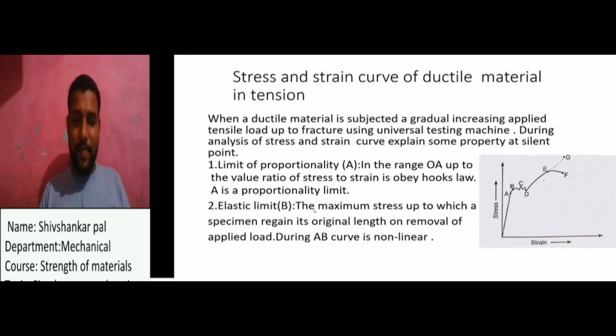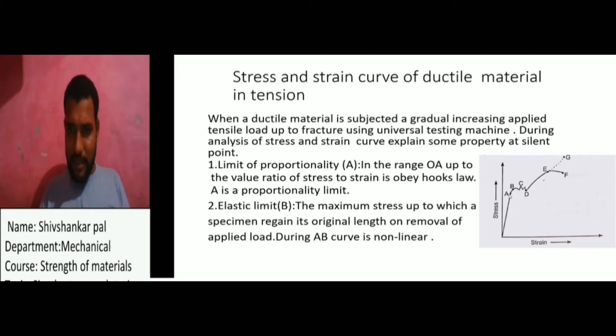Elastic limit. What is the elastic limit? B is the elastic limit. It is the maximum stress up to which a specimen regains its original length on removal of the applied load. The AB curve is non-linear. You can see that the AB curve is non-linear, but the O to A region is linear.